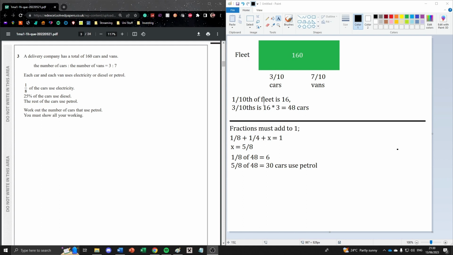So we can say that 1/10 of the fleet is just going to be 160 divided by 10, so 16, and then 3/10 is going to be that 16 multiplied by 3, which gives us 48 cars. So that's the ratio part of the question finished.